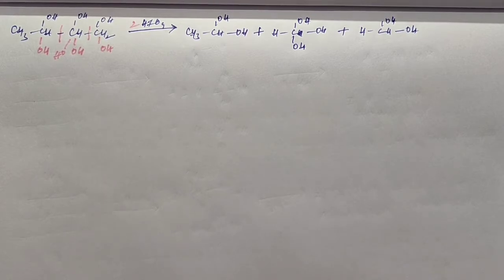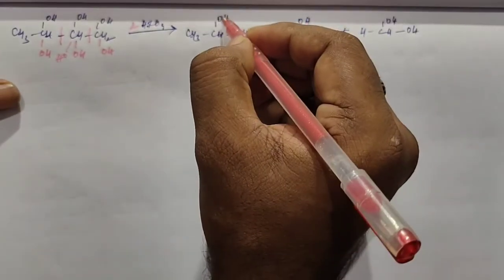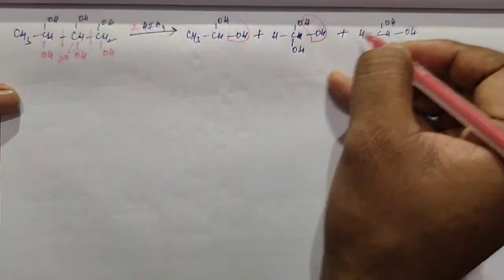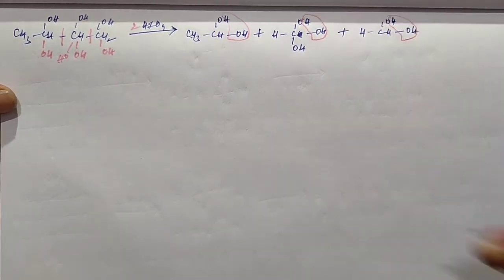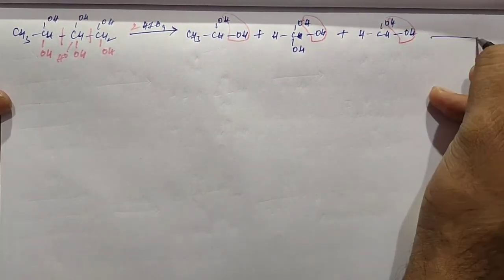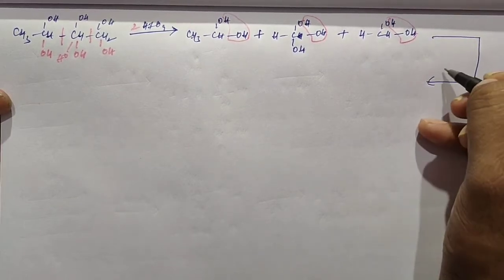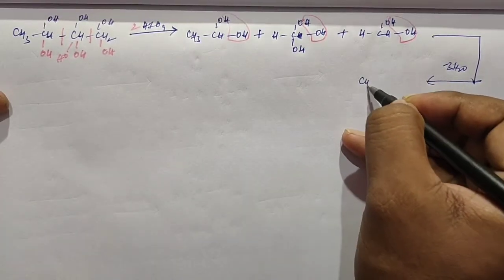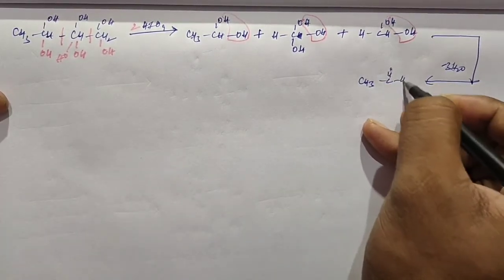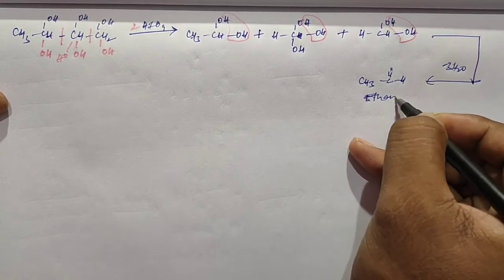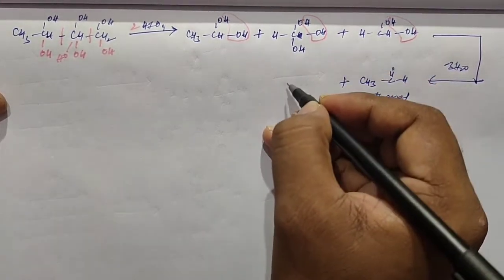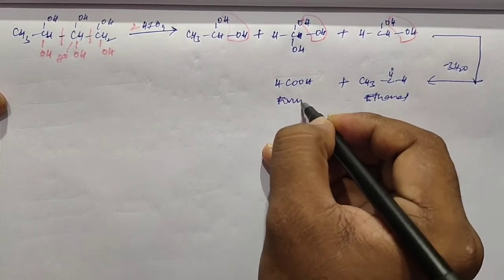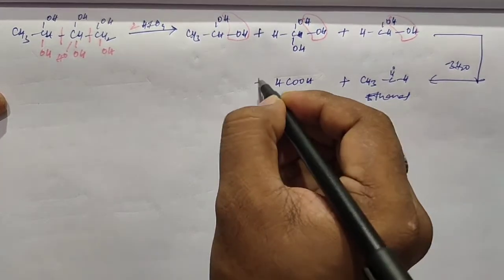After that, the dehydration can be possible. Here we lost one water molecule, here we lost another water molecule, and here also we lost another water molecule. So after losing 3 moles of water molecules, we got acetaldehyde or ethanal, we got formic acid or methanoic acid. After that we got formaldehyde.